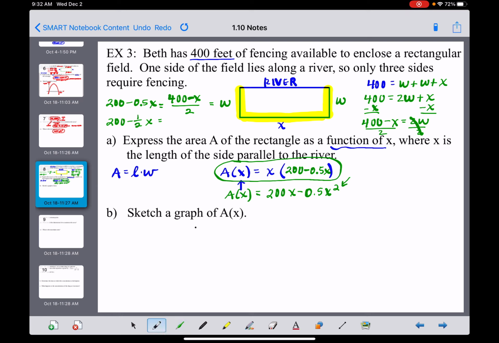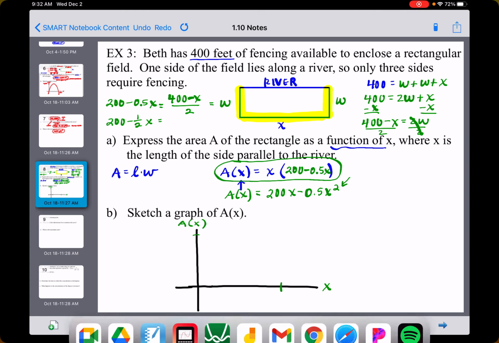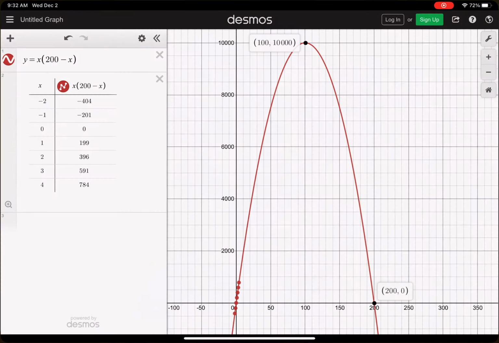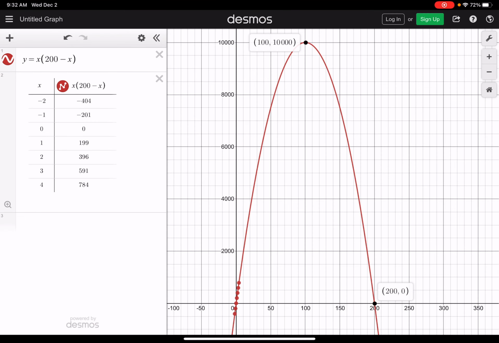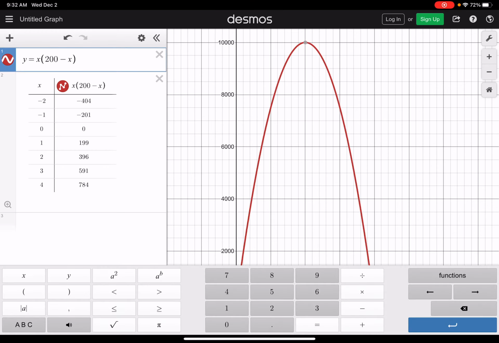So we're going to sketch a graph. Not a very straight line there. Try again. We're going to label it. So x, again, is the side across from the river. The y-axis is A of x. We're going to have to give our window. So I'm going to go back to Desmos again. It's probably what most of you prefer. So it's x, and then it's 200 minus 0.5. So I don't have much to change, so it's just going to be easier to use Desmos.